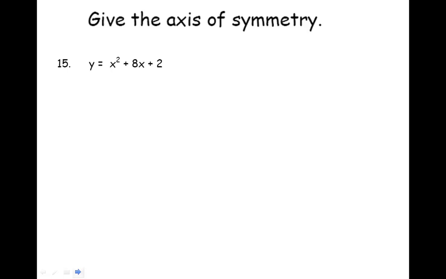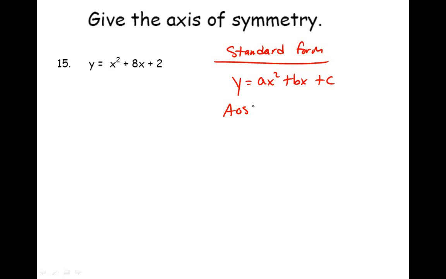Number 15, find the axis of symmetry. Well, this is standard form. Standard form is y equals ax squared plus bx plus c. To find the axis of symmetry, there is a formula in standard form. You want to use negative b over 2a.